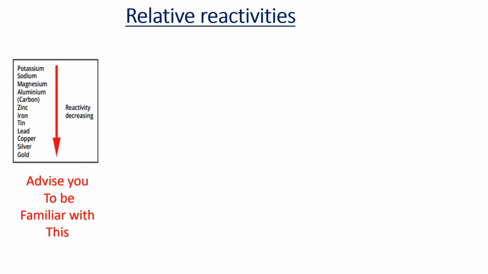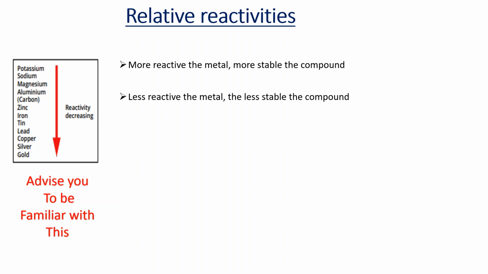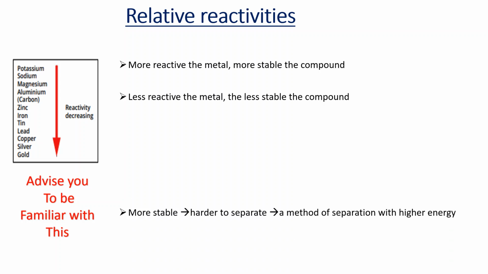One particular trend in the differences in reactivities of metals is that the more reactive a metal is, the more stable a compound it will form, and therefore the less reactive a metal is, the less stable the compound. You can think of this as if a metal is more eager to join with another atom, it is less eager to let go of it. So the more stable a compound is, the harder it is to separate, so you require a method of separation with a higher energy output.